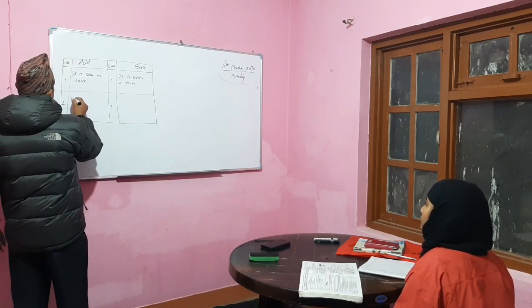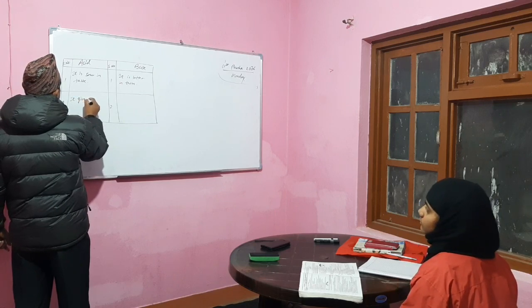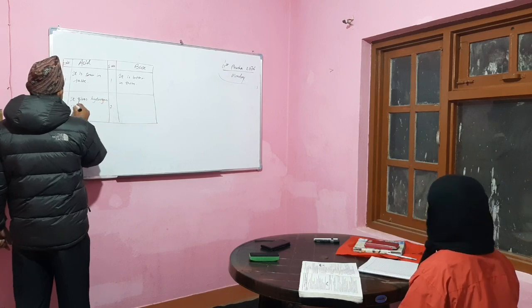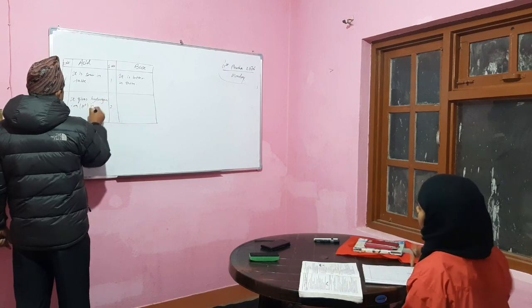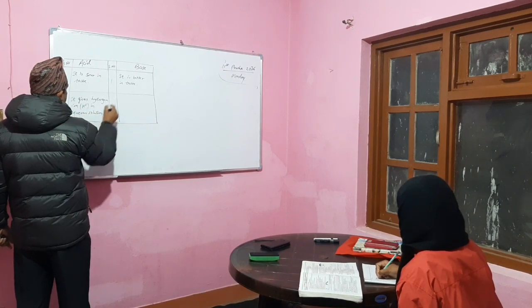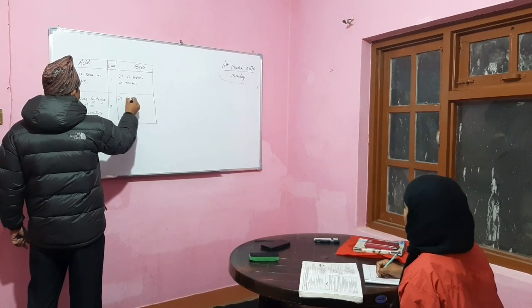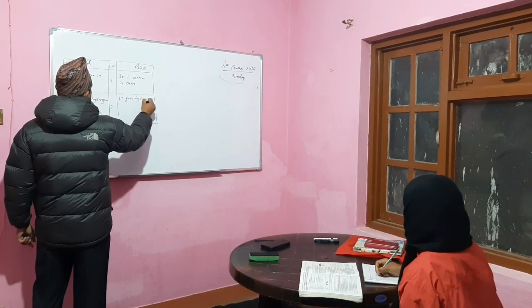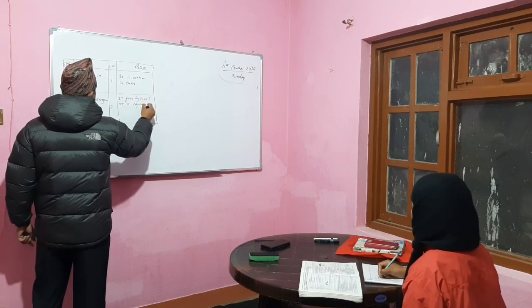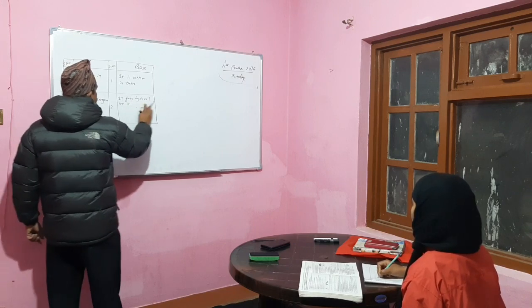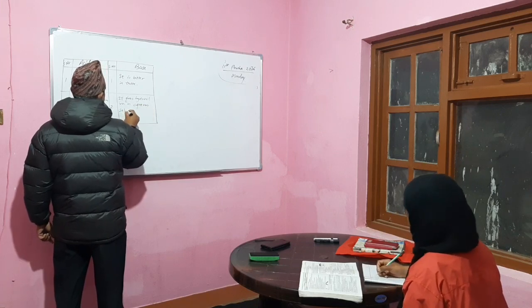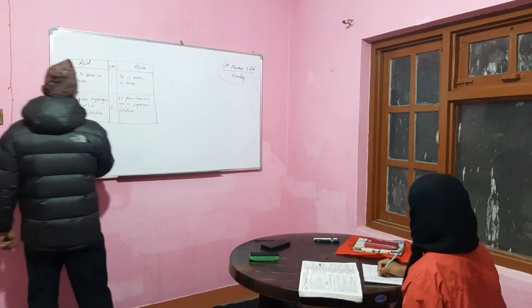Second one: acid gives hydrogen ions, H plus, in aqueous solution. What does base give? Hydroxyl ions in aqueous solution.